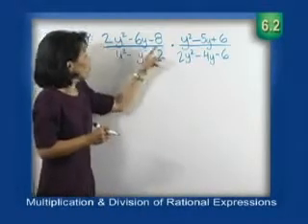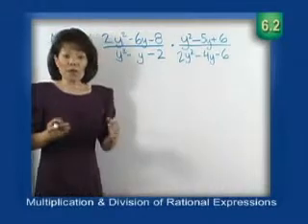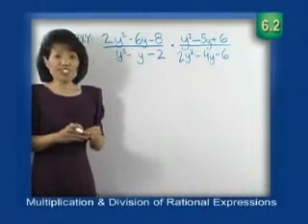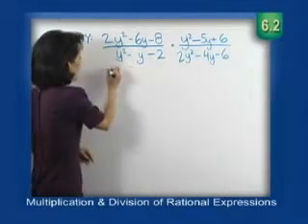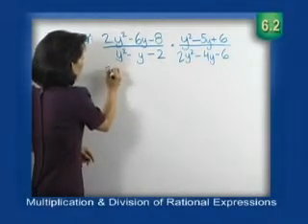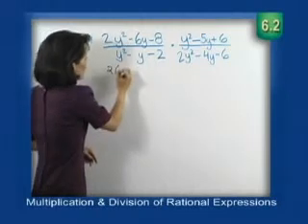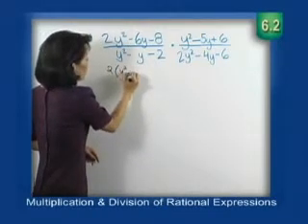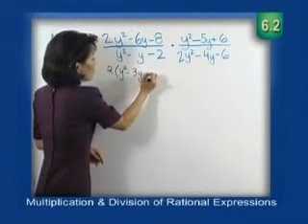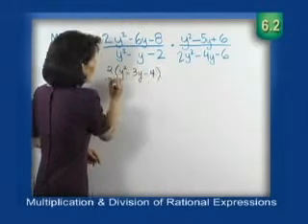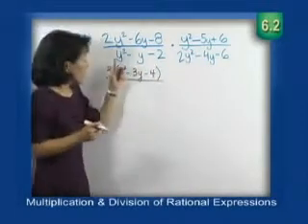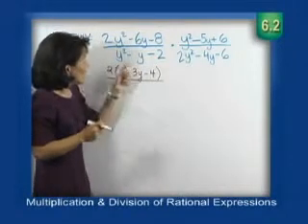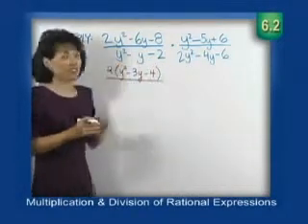Let's look at our first numerator. Always remember, when factoring, look for the GCF if possible. 2y squared, 6y, 8. I see a greatest common factor of 2. That leaves me with y squared minus 3y minus 4. Over my denominator here does not have a GCF. It is a trinomial, leading coefficient 1.